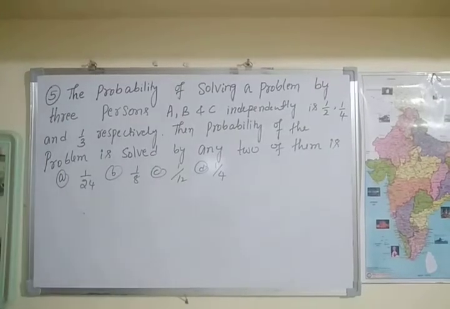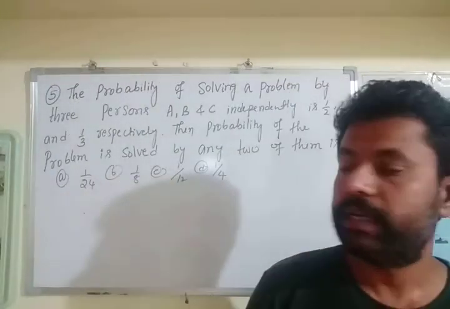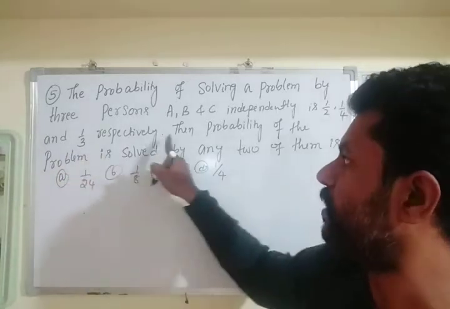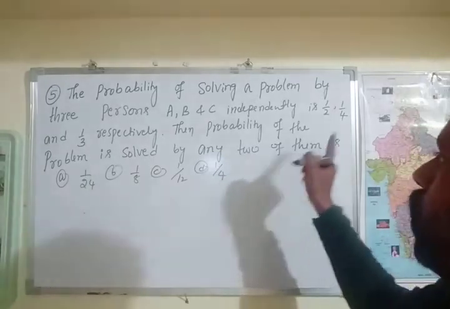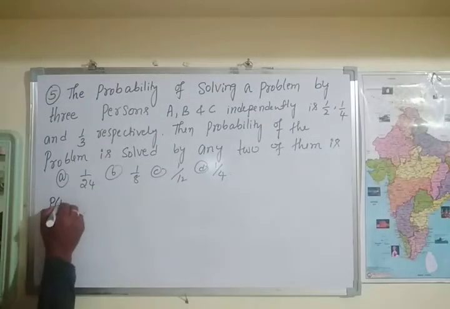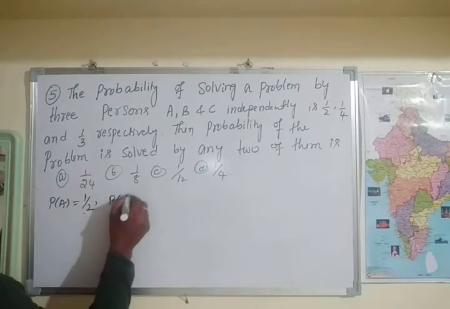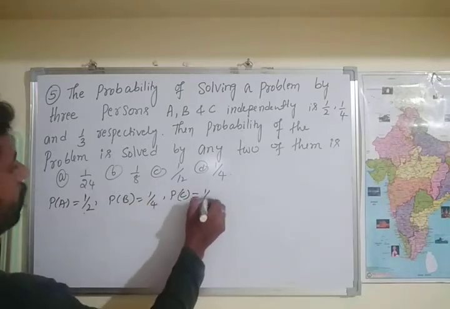See, here we have the problem. The probability of solving a problem by 3 persons A, B and C independently is 1 by 2, 1 by 4 and 1 by 3 respectively. Then the probability that the problem is solved by any two of them is. So now here we have probability of A is 1 by 2, probability of B is 1 by 4, probability of C is 1 by 3.